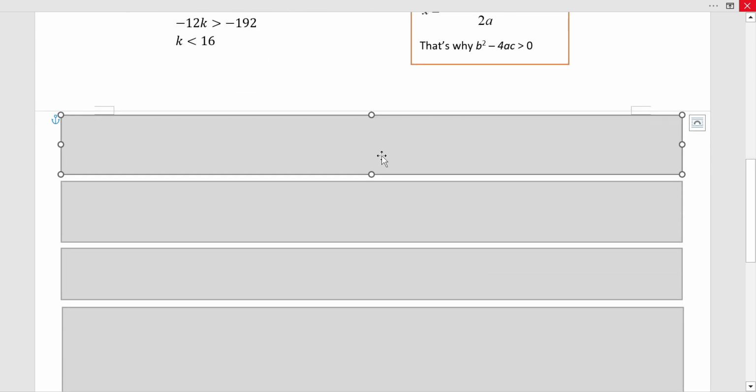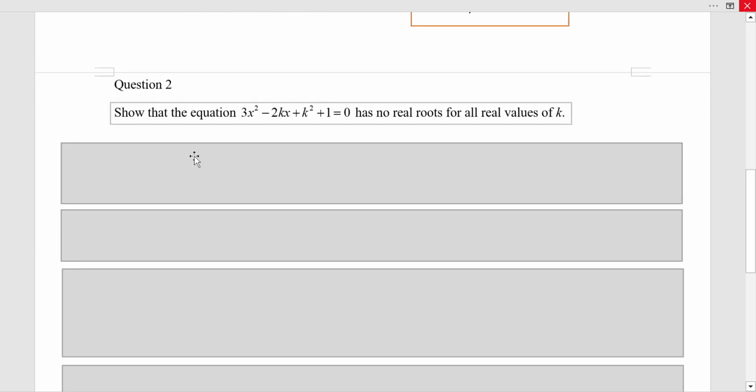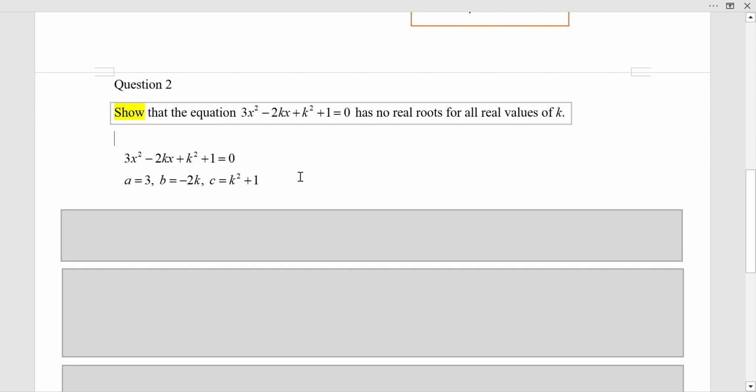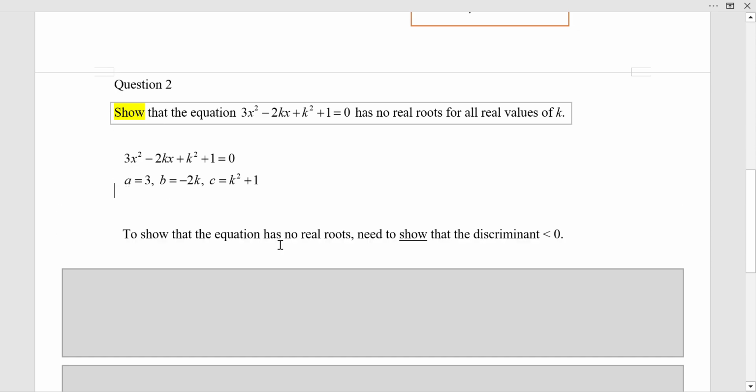Let's take a look at another question. Show that this quadratic equation has no real roots for all real values of k. This time it is "show". You have to show. What this means is, first you rearrange it, or you check to make sure it equals 0. You identify your a, b, and c. Then in order to show that the equation has no real roots, you need to show that the discriminant is smaller than 0.